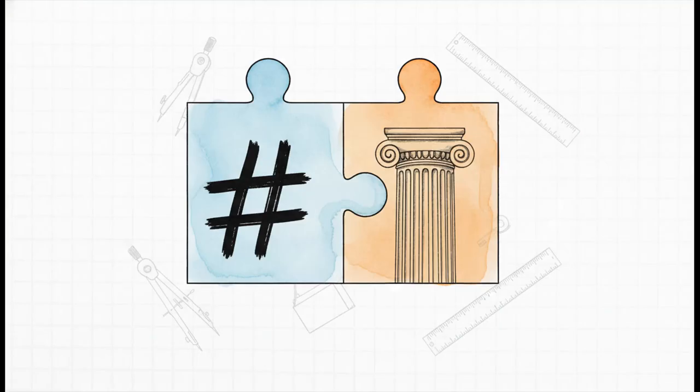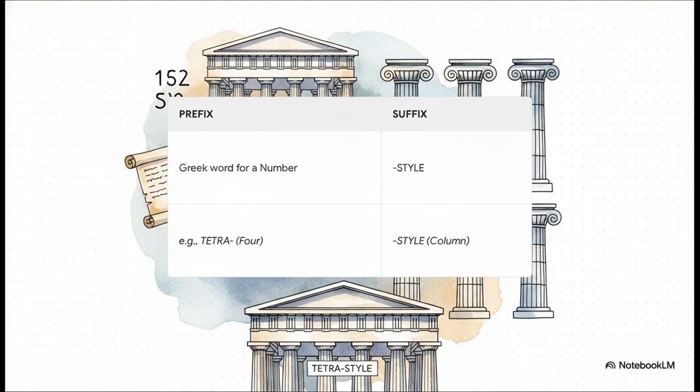It's just a simple two-part name. That's it. It's basically a code, and we're about to crack it wide open. The first part is just a number, and the second part tells you, hey, we're talking about columns. Seriously, that's the whole trick. And here it is, the actual formula. It's so simple. All you do is take a prefix, which is just the Greek word for a number, and then you tack on the suffix style.